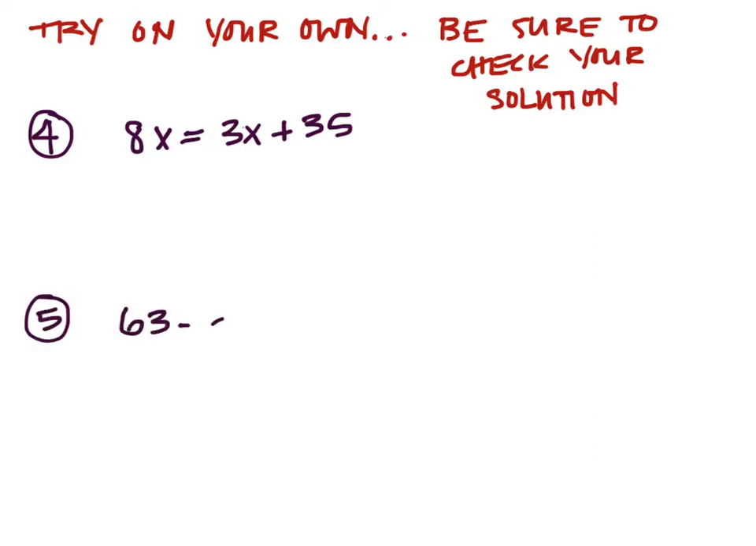And the fifth example that is also a try on your own is 63 minus x is equal to 2x plus 3. And here we do also have a variable on both sides. So make sure that you follow the steps and check your answer.